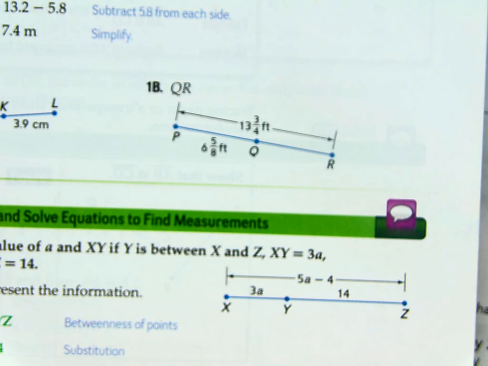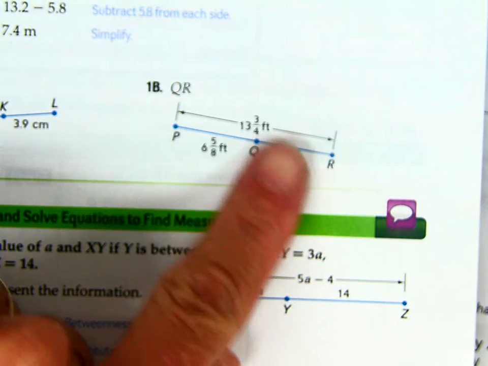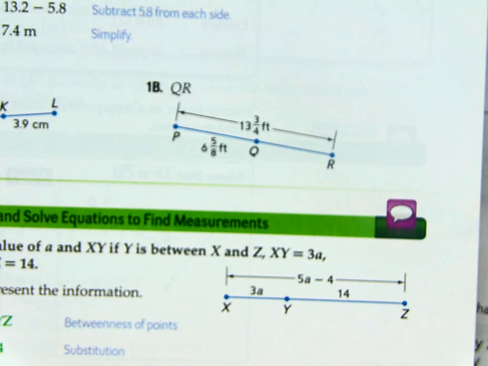13 3/4 minus 6. Oh, and I need a mixed number. This one. 7 point. No, I need a mixed number. 7 1/8.